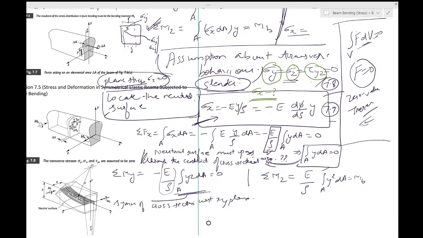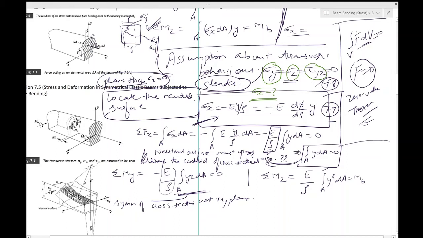Yeah, this is the area. You have a delta A and yz into delta A. So if you have y and z, and you take another point, another area over here, at y and minus z, it would cancel out because of this symmetry plane.